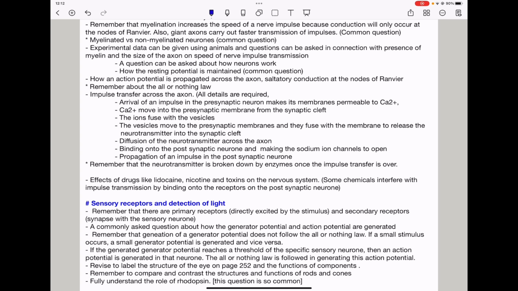You need to remember that the neurotransmitter is broken down by enzymes once the impulse transfer across the synapse is over. They could ask you about effects of drugs like lidocaine, nicotine, and other toxins on the nervous system. You need to know that some chemicals interfere with impulse transmission by binding onto the receptors of the postsynaptic neuron. This binding could be reversible or irreversible.